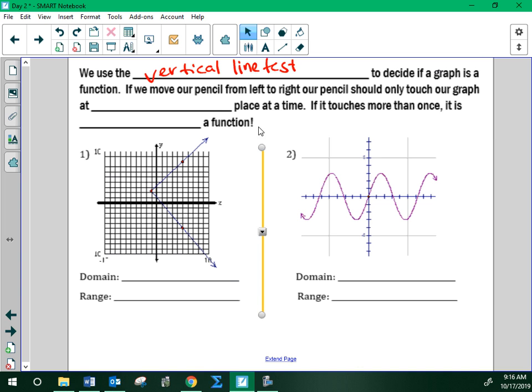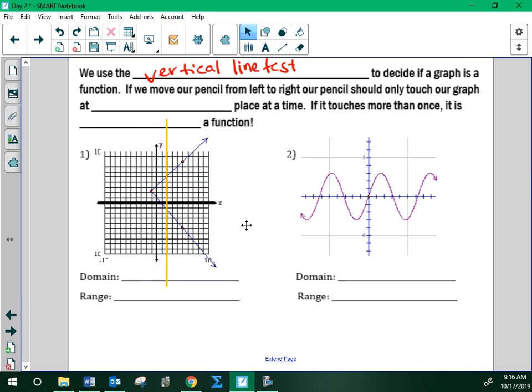All right. So you take your pencil and you just move it from left to right. So we're just going to move it across our graph. And it should only touch the graph once at any point in time. So as I move it across, if it's a function, then it should only hit the graph once. But if it hits it more than once, it's not a function. So here there's not even a graph, no graph, no graph, no graph. All right, it's hitting the graph only at that dot. Good.